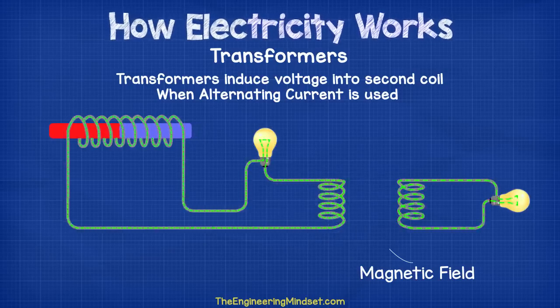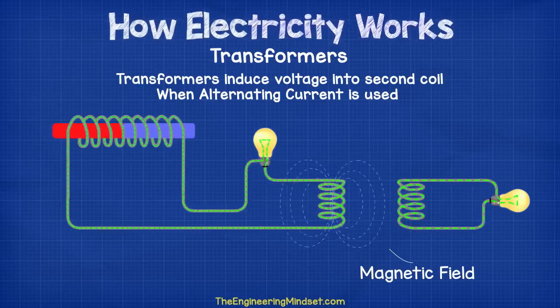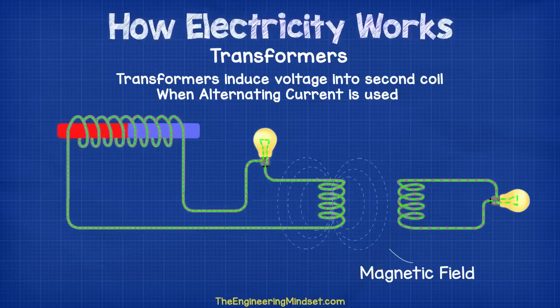Transformer. Now we can combine all of the aspects we've just covered, and when we do so we'll see that we can use one coil to generate electricity, and then we can place two other coils in very close proximity to each other but not touching, and this will create a transformer. The transformer will induce a voltage from the first or primary coil over into the secondary coil, and this will force electrons to flow if the secondary coil has a closed circuit.